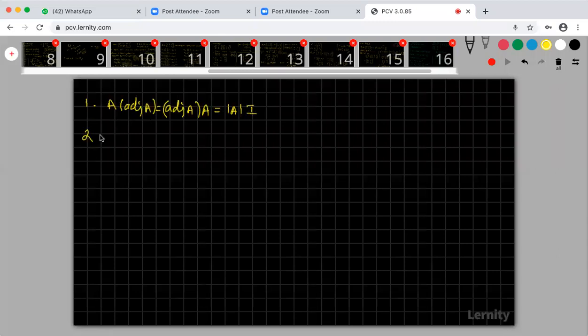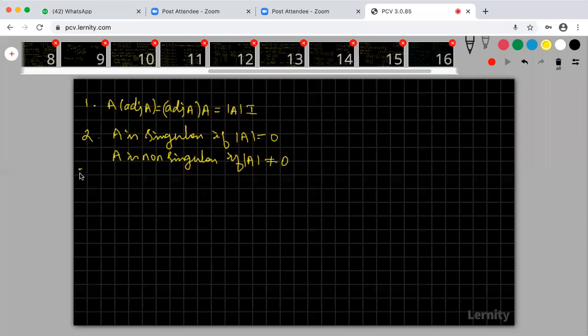And the second one is the definition. Singular matrix: the matrix A is said to be singular if determinant of A is equal to 0. If A is non-singular, if determinant of A is not equal to 0.